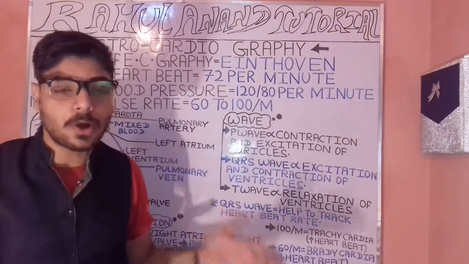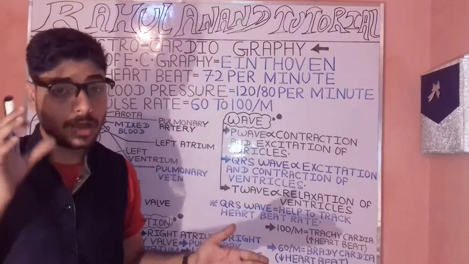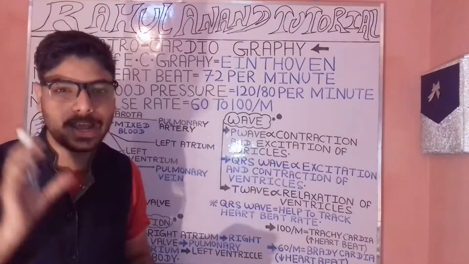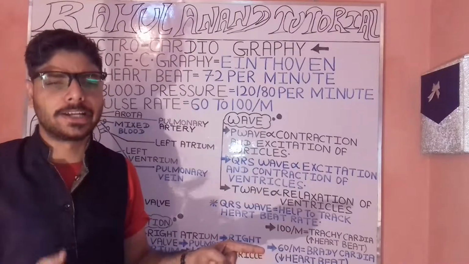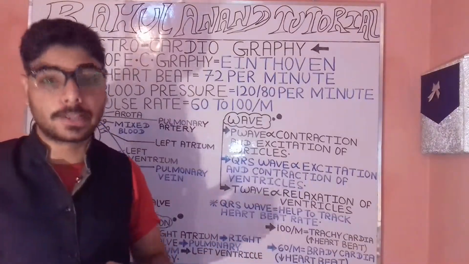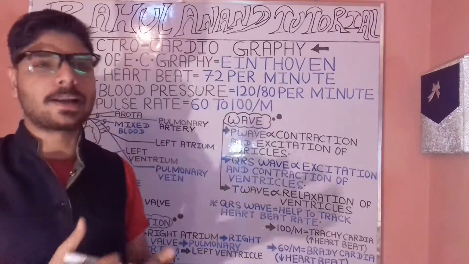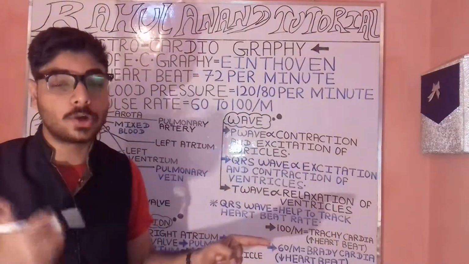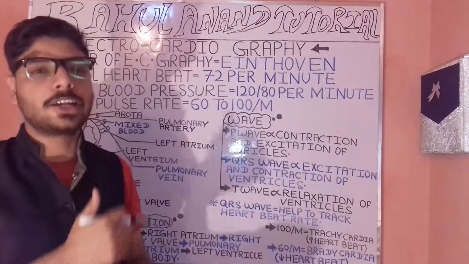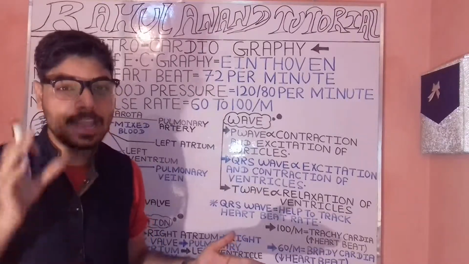When we are talking about the normal heartbeat rate, it is around how much? It is around 72 per minute. Then we also have the normal blood pressure. Your normal blood pressure is around how much? It is around 120 upon 80 mm Hg.